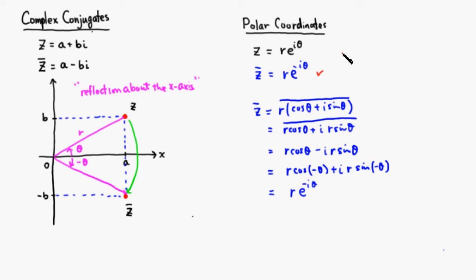So a complex conjugate just means negating the imaginary part, and geometrically it's just a reflection about the x-axis, and in polar coordinates it's just negating the angle theta. All right, that's it. I hope that this was clear.